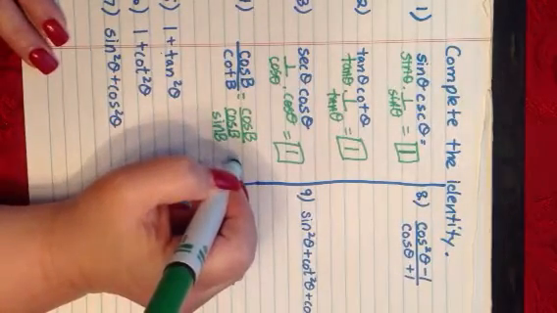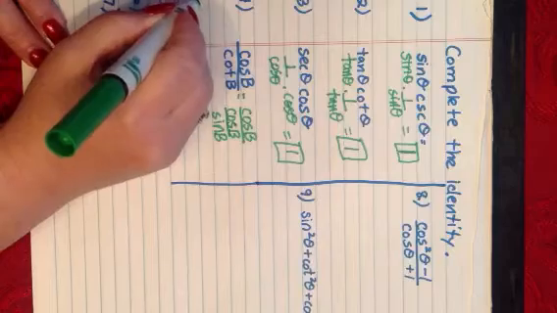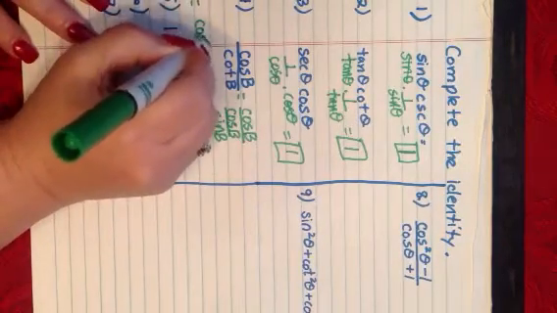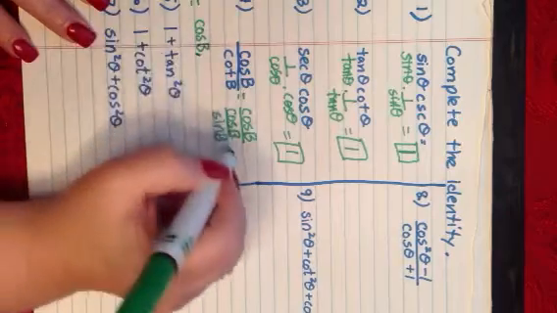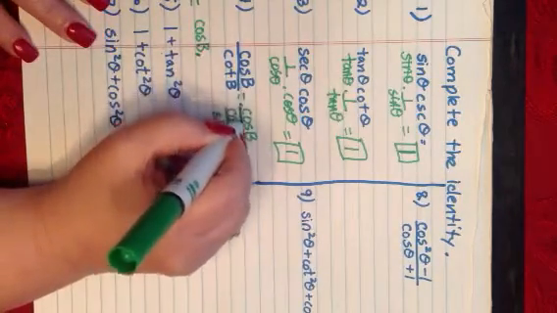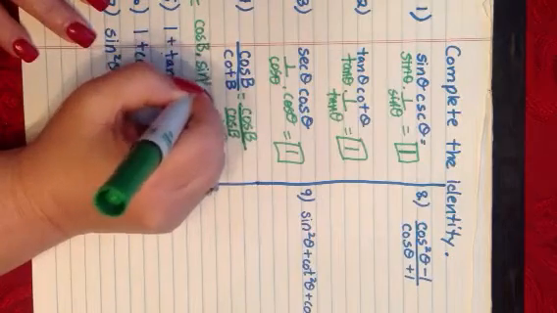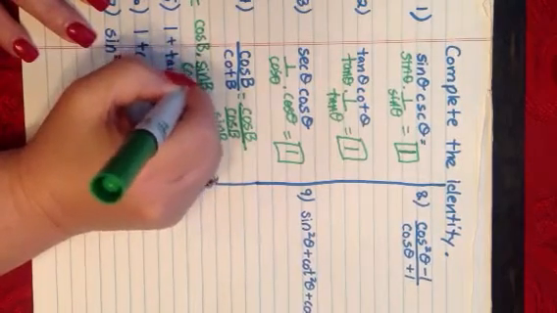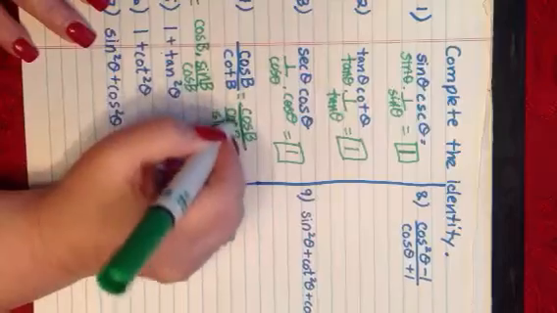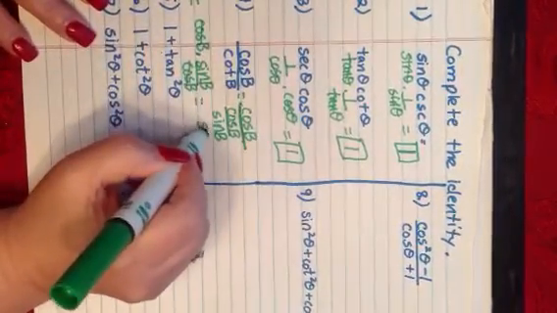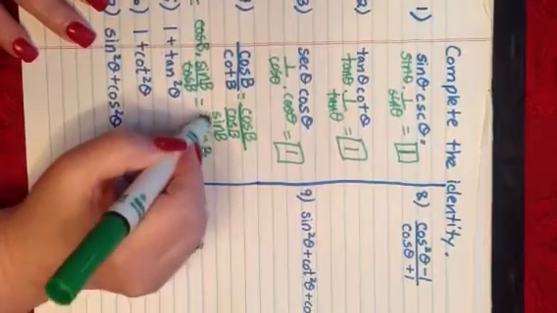Then our rule says dividing fractions, easy as pi, flip the bottom and multiply. So I have cosine of b times, I'm going to flip the bottom here and multiply. So this gives me sine of b over cosine of b, because I flipped the bottom. The cosine of b's cancel, so my answer comes out to be the sine of b.